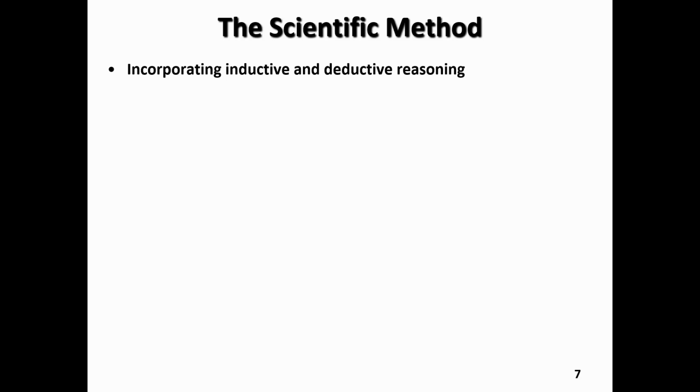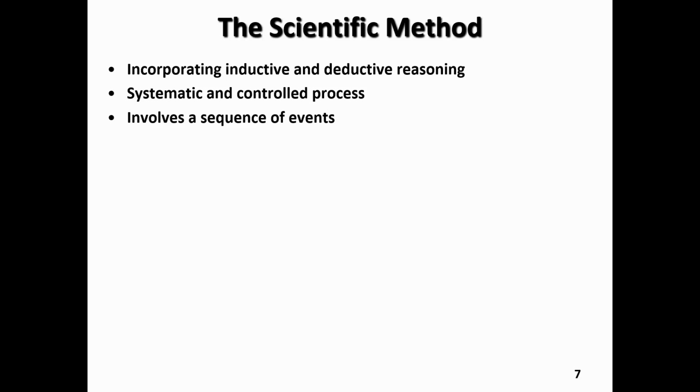It is a process in which we generate a research question and we carry out a systematic way of answering that research question by using both inductive reasoning and deductive reasoning. The scientific method is considered to be a systematic and controlled process, a very deliberate process in gathering information and analyzing that information to answer a question. And it does involve a sequence of events.